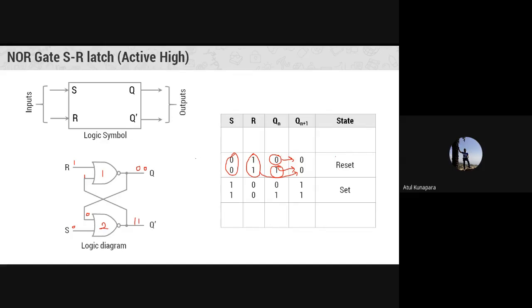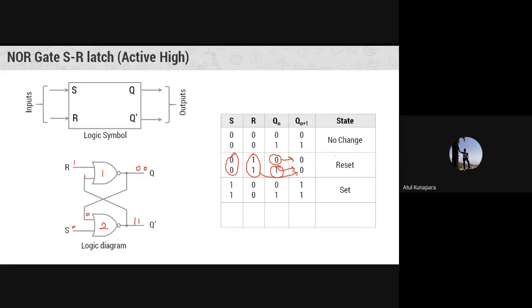Now next, we can say when S equal to 0 and R equal to 0, both are 0 0, and if your Q is equal to 0, what will be the output? It will remain 0 only. And if you are setting R and S both 0 0, and if your Qn is equal to 1, then what is the next state going to be? 1. It means no change. So that is what we can say, it's a no change state. How is it going to be done? If you want to understand that, let me just explain one by one.